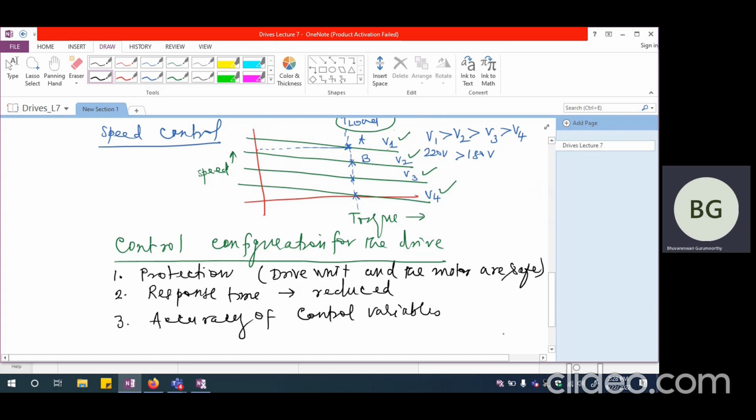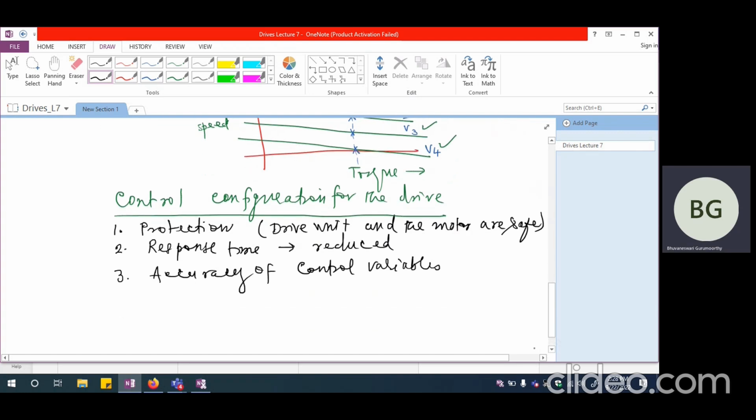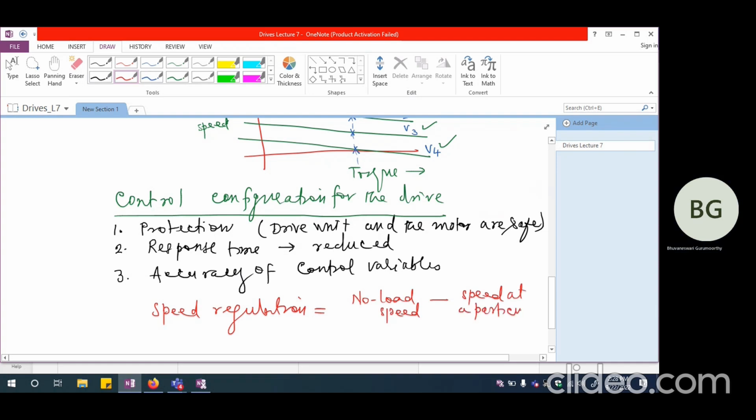These are the major three purposes that have to be served by a control scheme that we design for any drive system. So we normally define something called speed regulation for a drive. The speed regulation for any motor drive is specifically defined as the no load speed of the motor minus the speed at a particular load, divided by the rated speed of the motor.